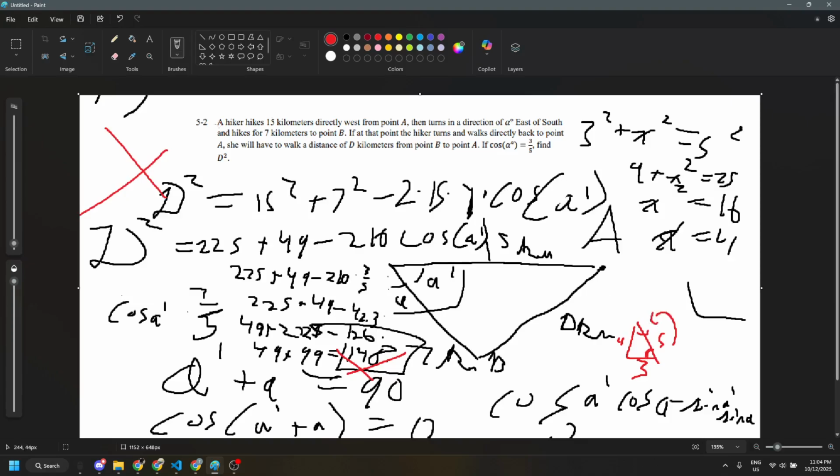So what I need to remember next time is to draw it out, exclamation point, because that's important, because that really helped me visualize. Because this, of course, is 90 degrees minus this.